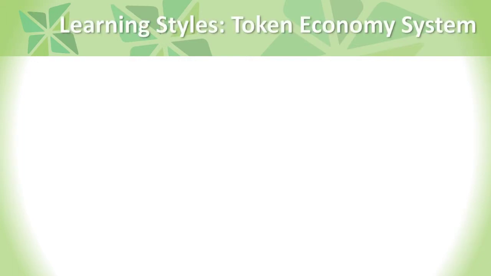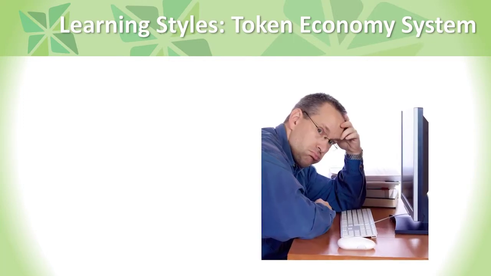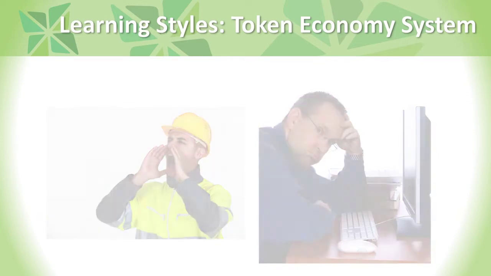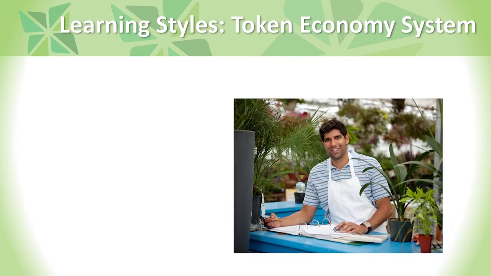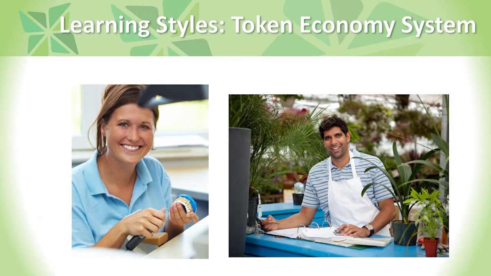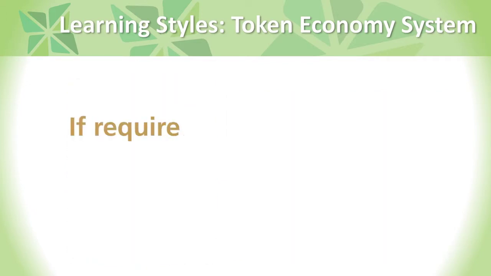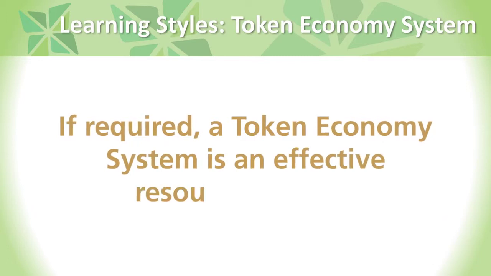Token economy system. A token economy system is something that can be used if you are struggling with either a lack of motivation or a behavior you wish to curb. This is often not required, as many people with autism follow the rules of professional conduct and are often motivated by their own desire to perform well. However, on the odd chance that it is required, a token economy system is an effective resource to have.